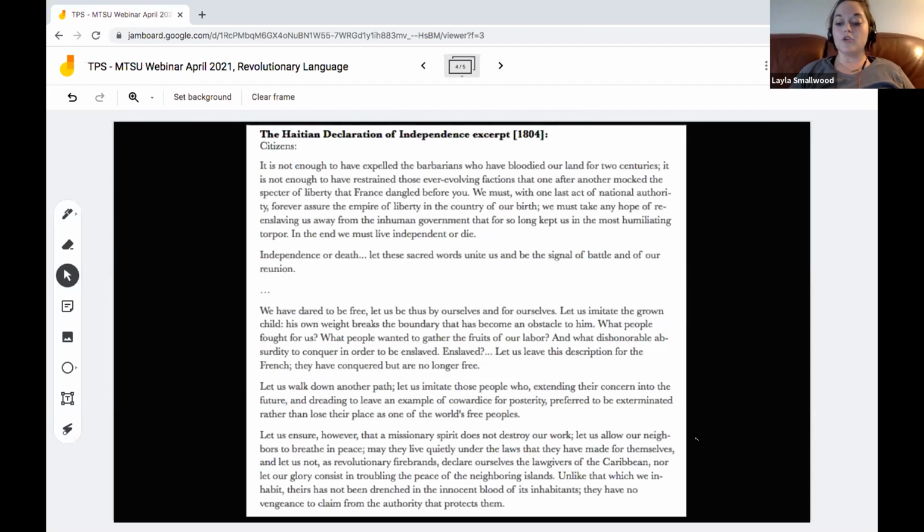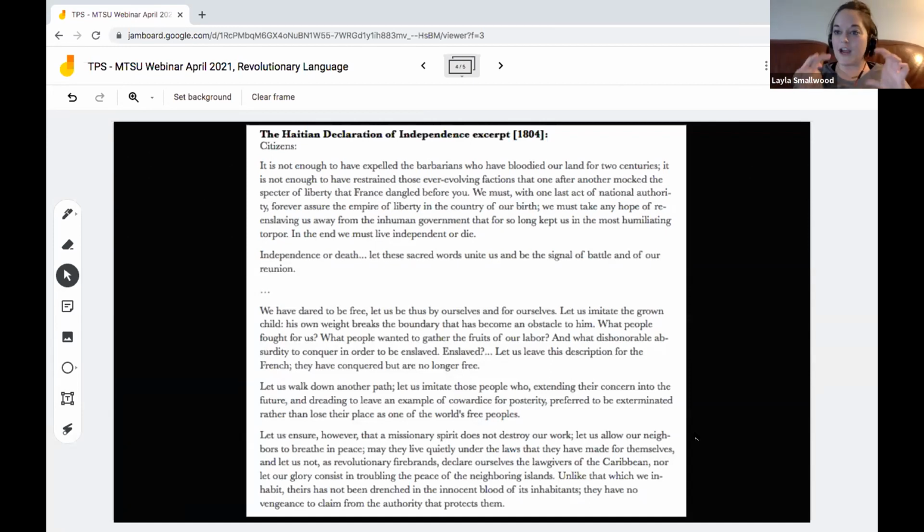Let us imitate those people who, extending their concern into the future and dreading to leave an example of cowardice for posterity, preferred to be exterminated rather than lose their place as one of the world's free peoples. Let us ensure, however, that a missionary spirit does not destroy our work. Let us allow our neighbors to breathe in peace. May they live quietly under the laws that they have made for themselves, and let us not, as revolutionary firebrands, declare ourselves the lawgivers of the Caribbean, nor let our glory consist in troubling the peace of the neighboring islands. Unlike that which we inhabit, theirs has not been drenched in the innocent blood of its inhabitants. They have no vengeance to claim from the authority that protects them.